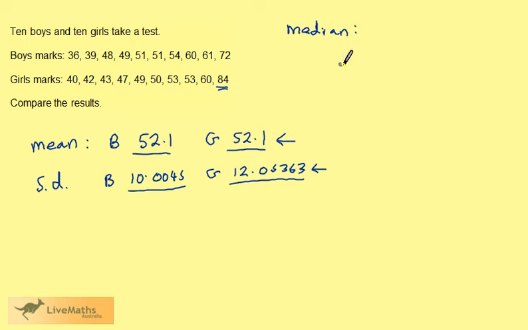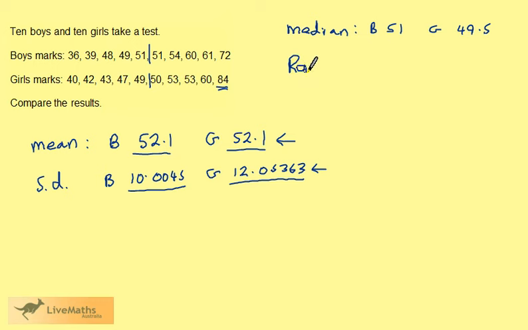The median score for the boys will just be the middle value. Note they're already in order. So that's going to be between the 51 and 51. So the median score for the boys is 51. The median score for the girls is 49.5, halfway between 49 and 50.